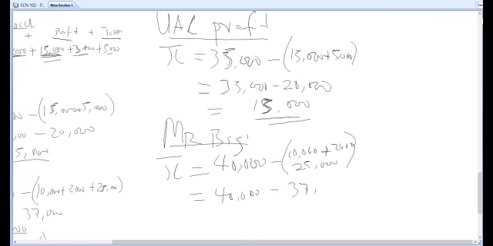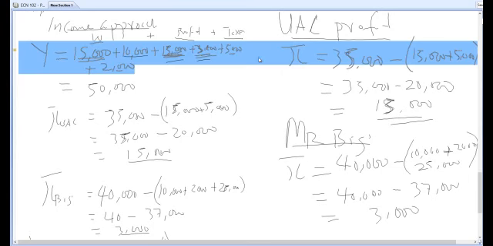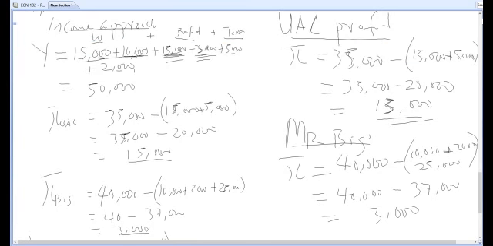Then the next component is the taxes. UAC paid tax of 5,000, which is here. Mr. Biggs paid tax of 2,000. So you can see that here. If you add all this together, that gives us 50,000. So this 50,000 is the national income using the income approach. Very, very important. These are the three methods that you can use to arrive at a national income estimate for an economy.